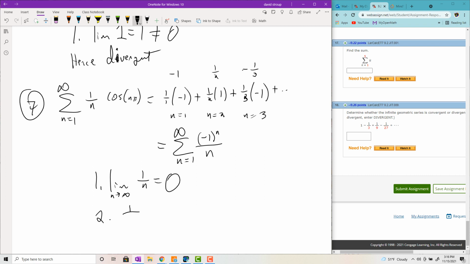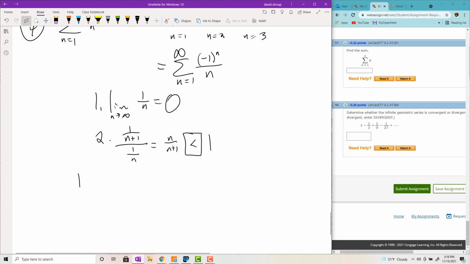Secondly, we need to show the terms are decreasing. What I usually do is a ratio test: 1 over n plus 1 all over 1 over n, and show that's less than 1. Taking reciprocals, I get n over n plus 1. Clearly something over something bigger is less than 1, so therefore it is decreasing. Hence, by the alternating series test, it is convergent.